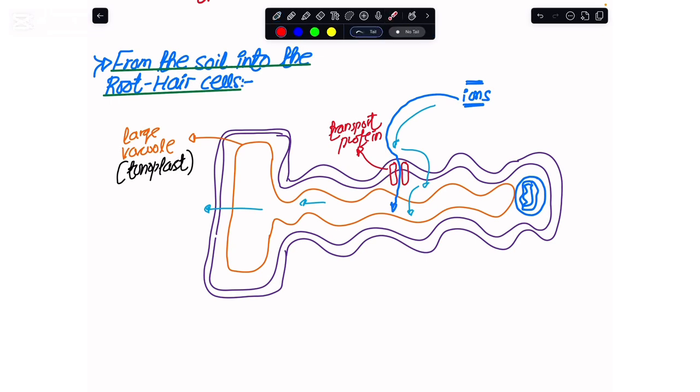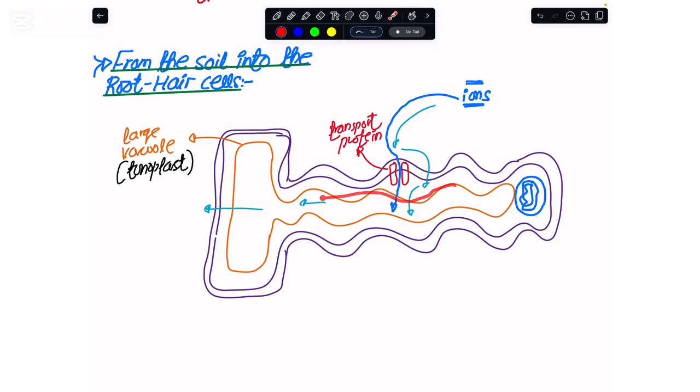So the idea is that these ions move by active transport. The reason is that the large vacuole already has more ions as compared to the soil particles, and despite that, if I am moving the ions from the lower to the higher concentration, active transport would be utilized for that.